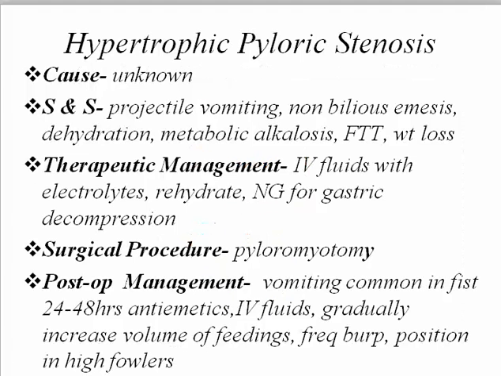So usually the cause is unknown, but what happens is that the circular muscle of the pylorus thickens, causing constriction of the pylorus and obstruction of gastric outflow. Usually in the first week of life, the infant will present with projectile vomiting. They'll be dehydrated because they haven't been able to keep any feedings down, and they'll have weight loss, and they'll probably come in with metabolic alkalosis and failure to thrive. With metabolic alkalosis, they're going to have a low sodium, a high pH and high bicarb.